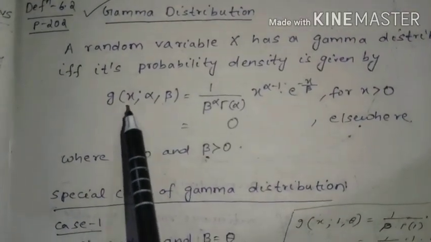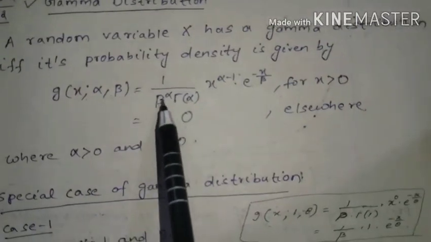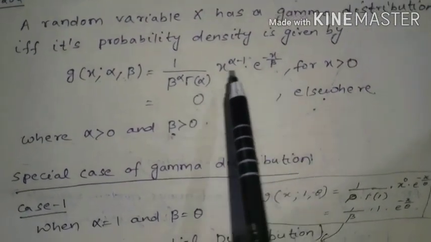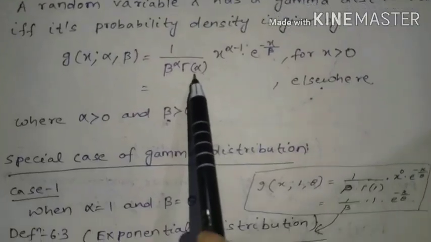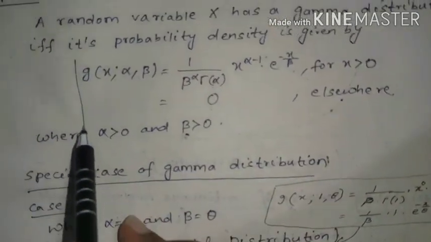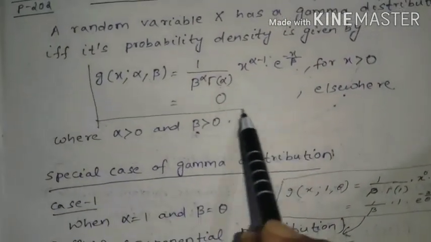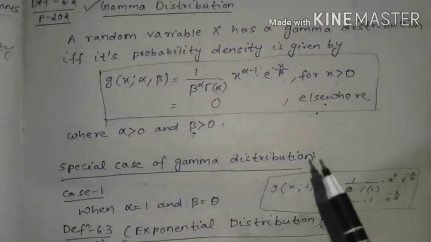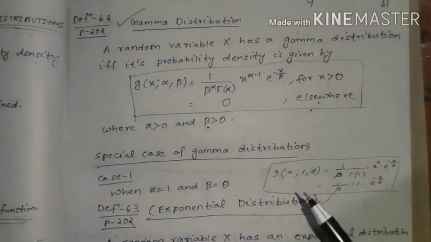The gamma distribution means g of x, alpha, beta is 1 by beta to the alpha gamma alpha, x to the alpha minus 1, e to the minus x by beta. What is the k value? We have to put it. And there is a very important probability distribution, the probability density function, that is a purely continuous random variable.